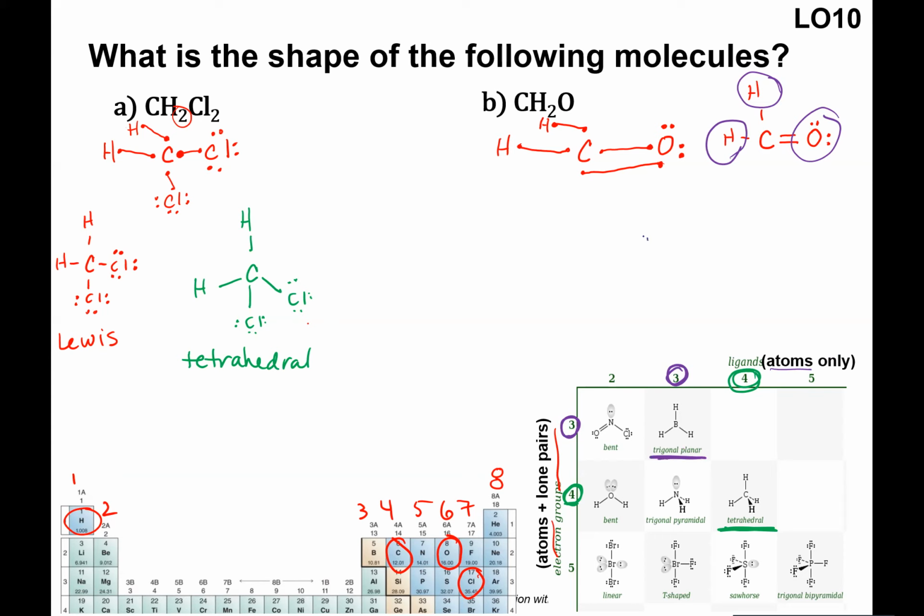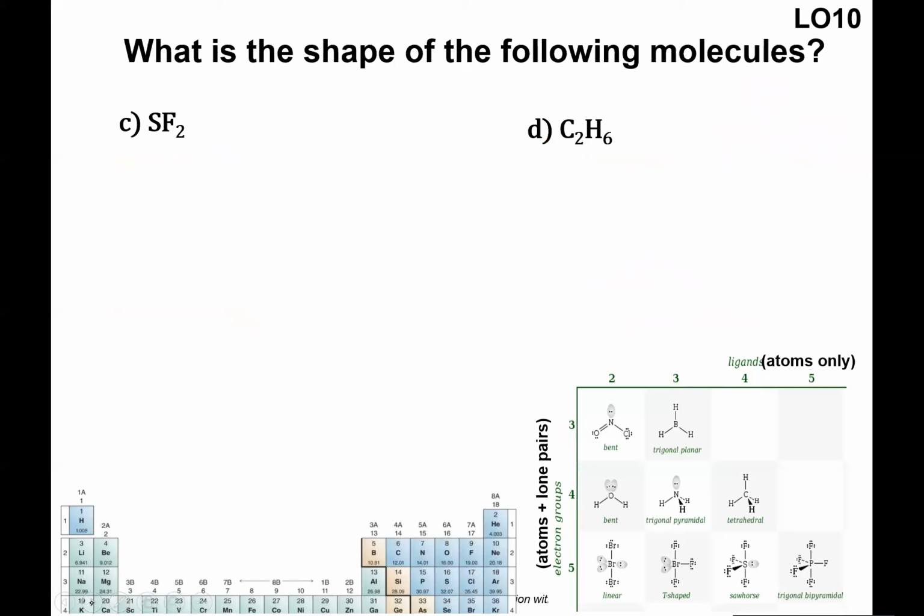And then in order to communicate that, we often draw these structures like this, where it communicates that this molecule has a trigonal planar shape. Right. Let's do 2 more.